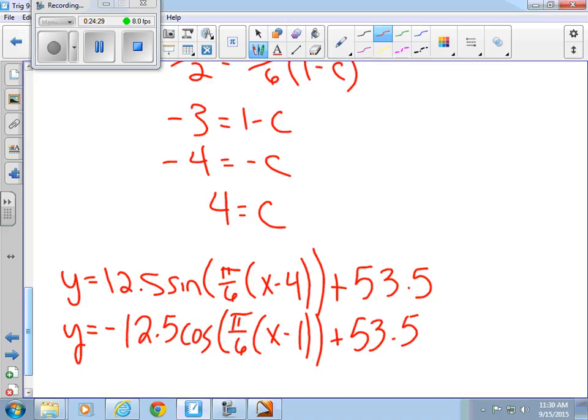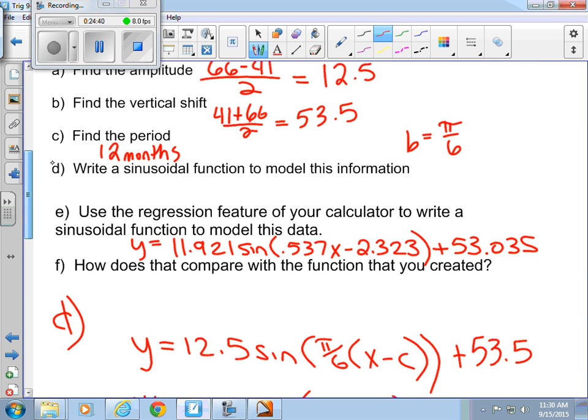And then it asks me to compare those 2. I would say there's a lot of similarities there. They're not exact, but I did a lot less statistics than they did. I just picked the top and bottom.